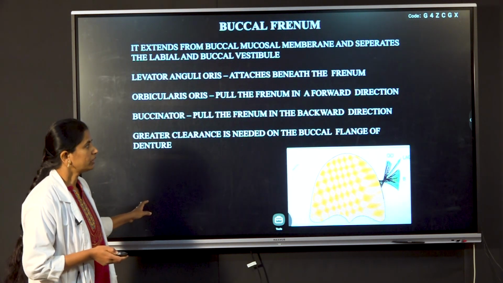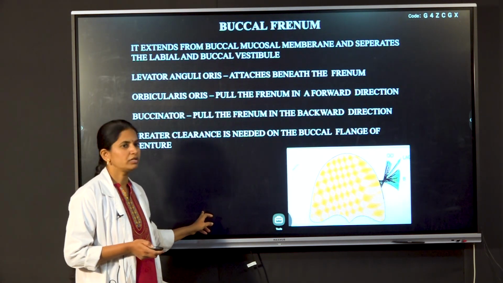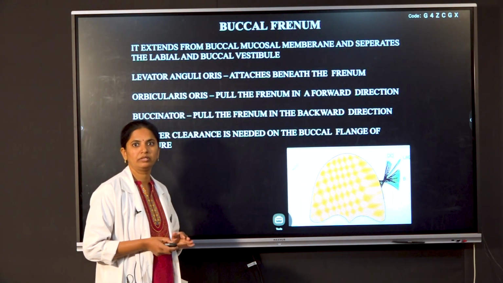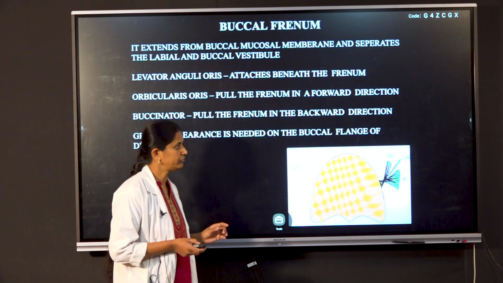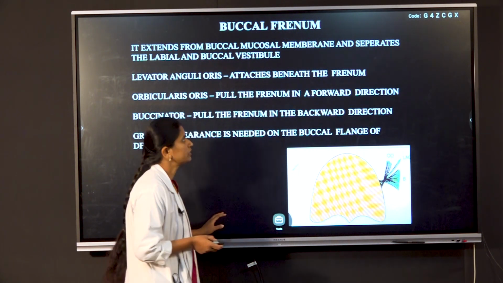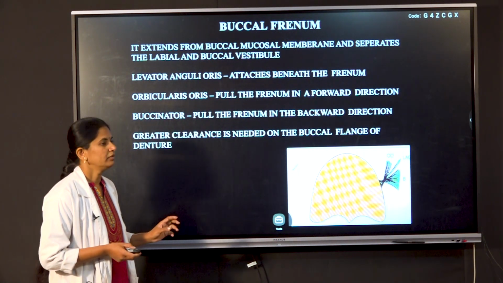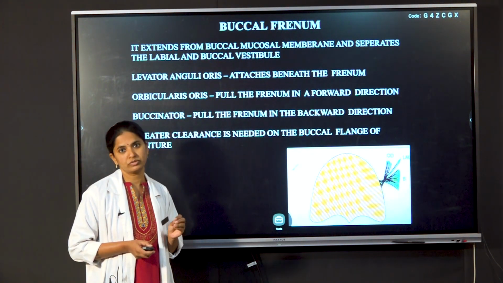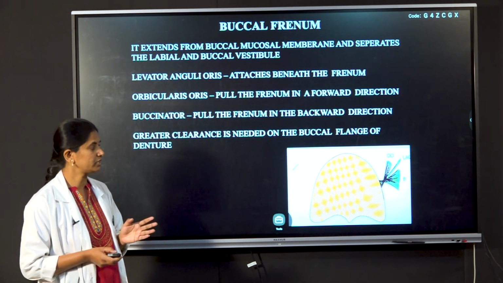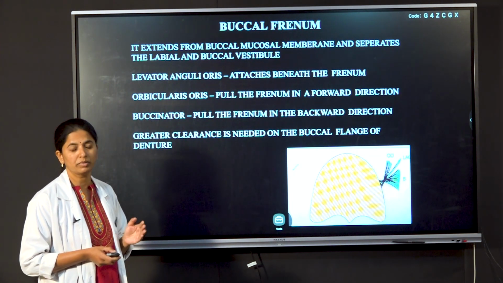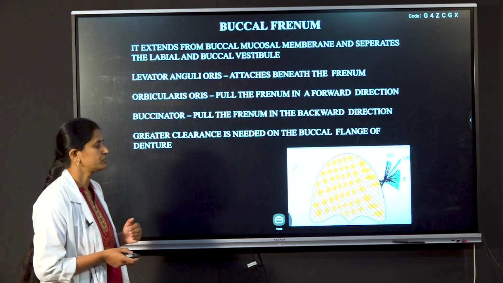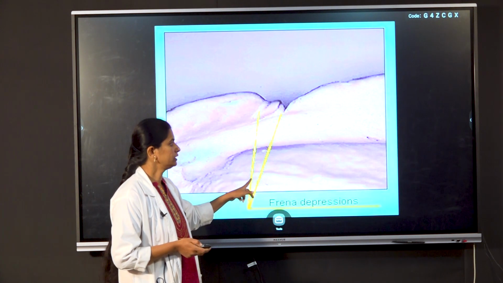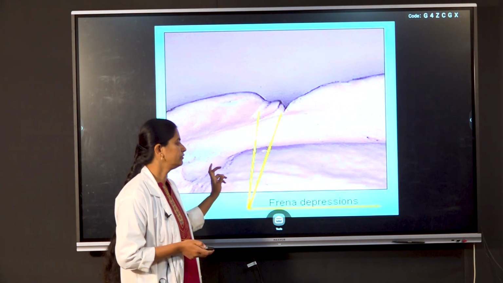Buccal frenum. When it is single, it is called a frenum. When it is multiple, it is called frena. Here, below the buccal frenum, it consists of orbicularis oris muscle, levator anguli oris, and buccinator muscle. When the orbicularis oris muscle pulls the labial frenum towards the anterior side, the buccinator muscle pulls the buccal frenum towards the posterior side. So it has to be relieved properly in the complete denture. In the impression, it is present as a frenal depression.